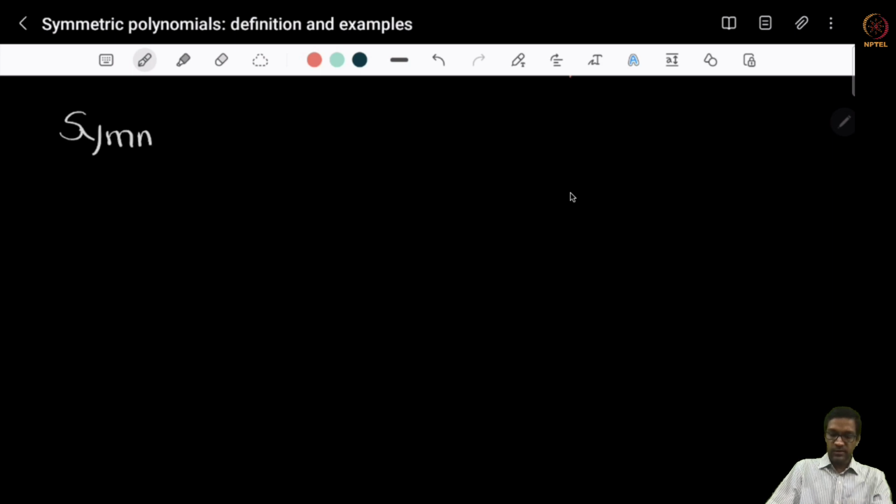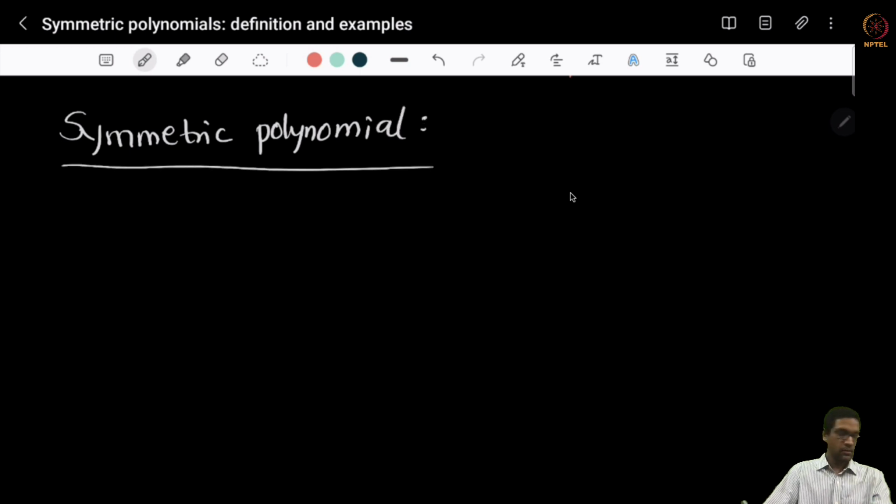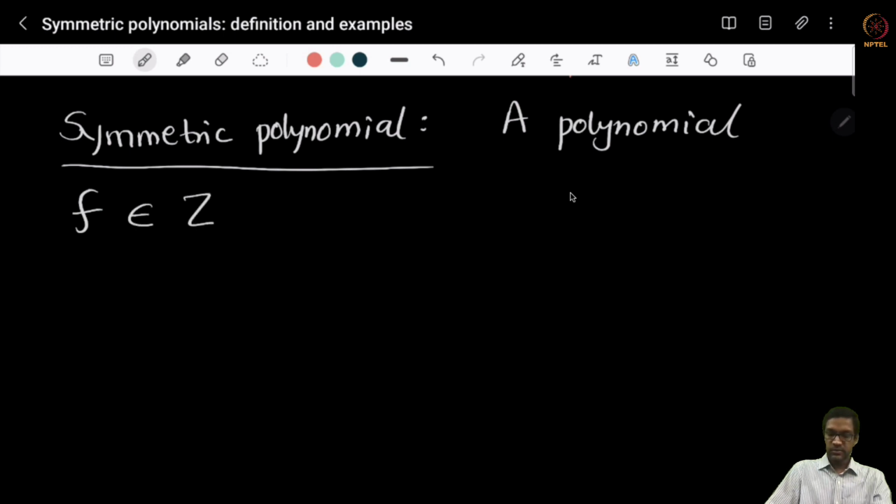Okay, so now to the main agenda of this lecture, which is to talk about what symmetric polynomials are. So what do you mean by a symmetric polynomial in n variables? A polynomial f is said to be symmetric. So this is a polynomial in the variables x1, x2, xn.